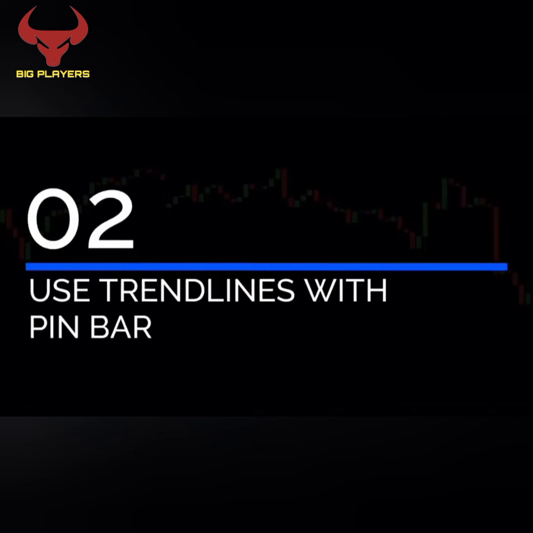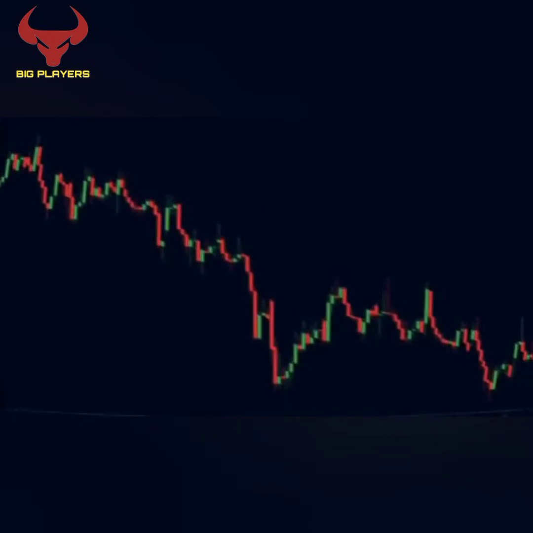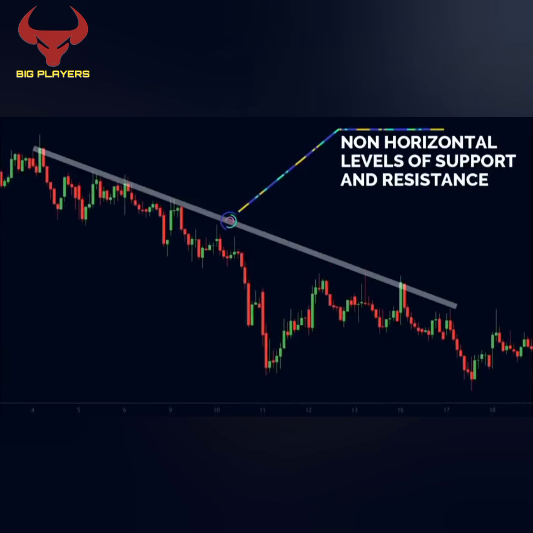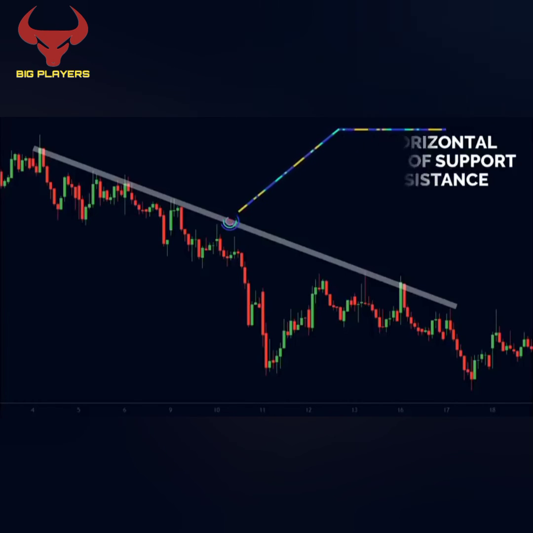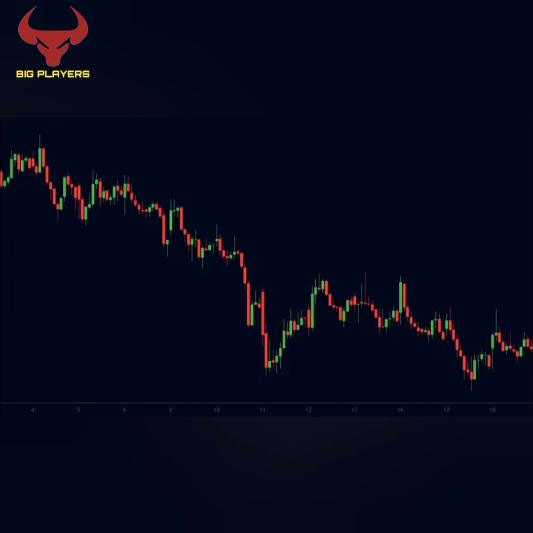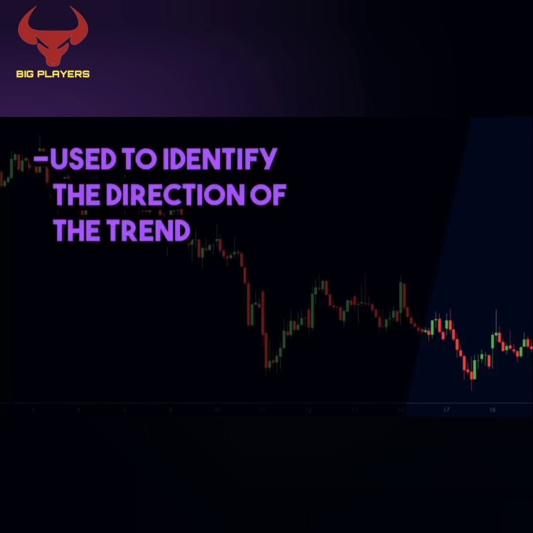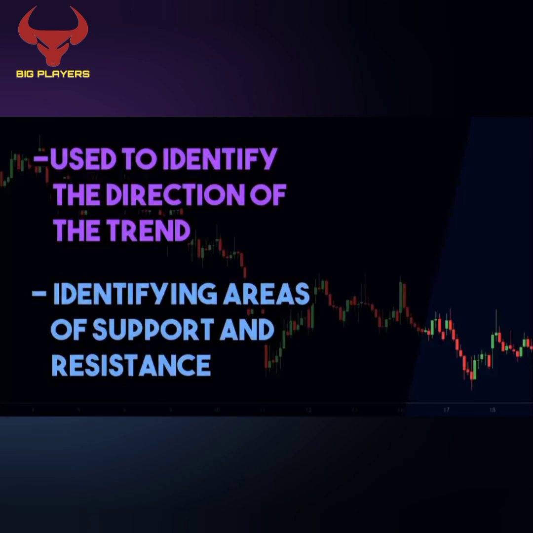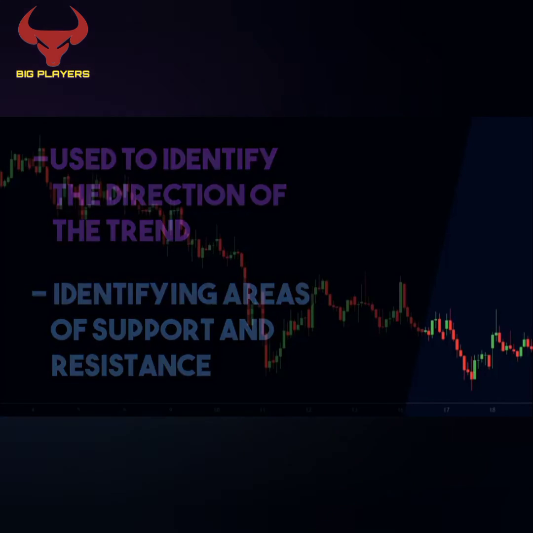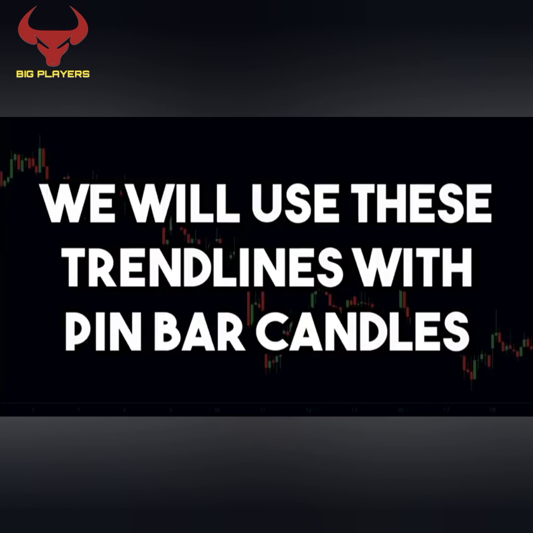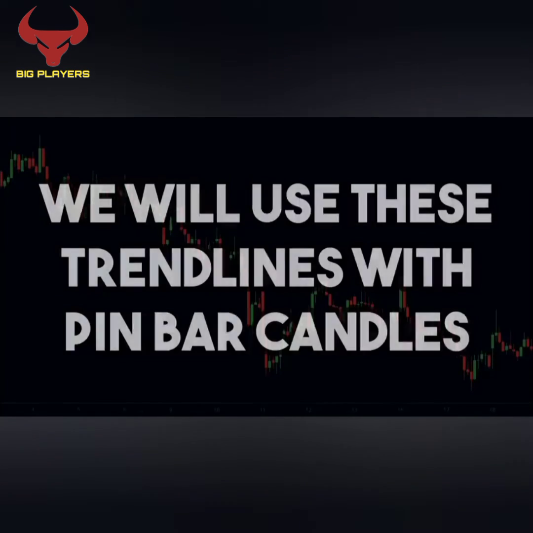Strategy number 2. Use trend lines with pin bar candles. Trend lines can be simply thought of as non-horizontal levels of support and resistance. Just like support and resistance, trend lines are also an integral part of technical analysis. Trend lines are used to identify the direction of the trend and help us in identifying areas of support and resistance. We will use these trend lines in confluence with pin bar candles to identify trade opportunities.